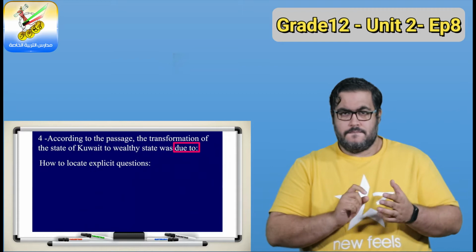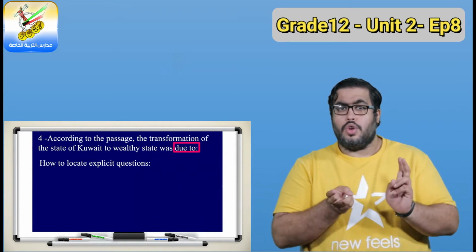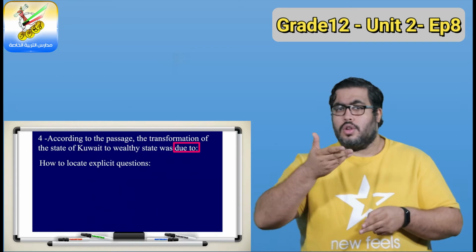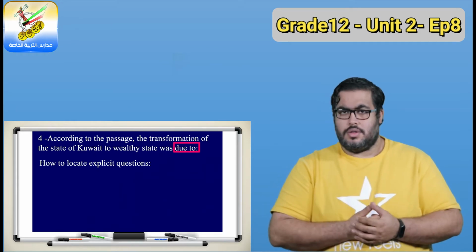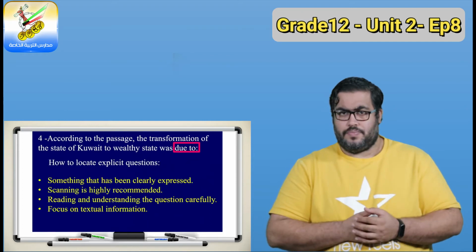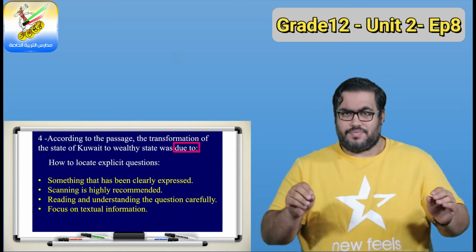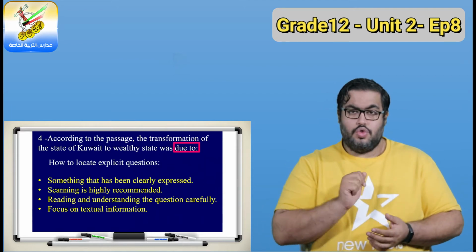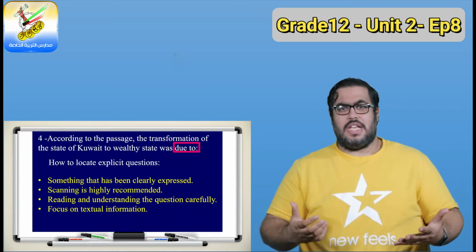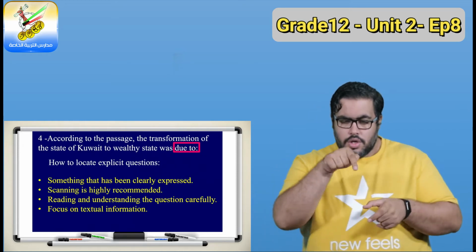Question number 4. According to the passage, the transformation of the state of Kuwait to wealthy state was due to. Now, how do we locate explicit questions? It is something that has been clearly expressed. You need to scan the paragraph or the article, read and understand the question carefully, and focus on the text information.